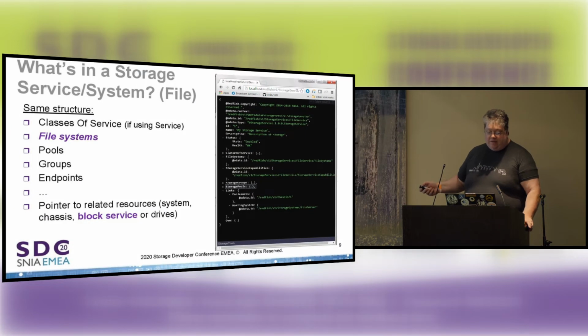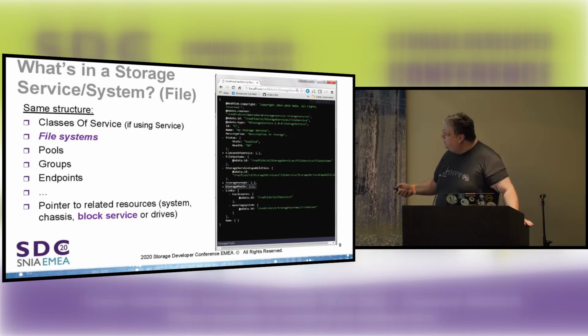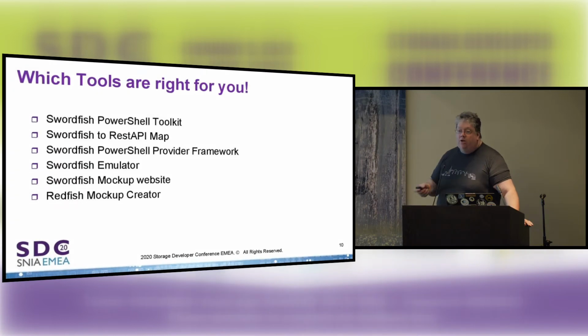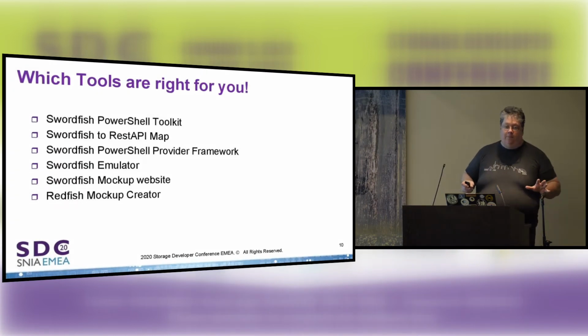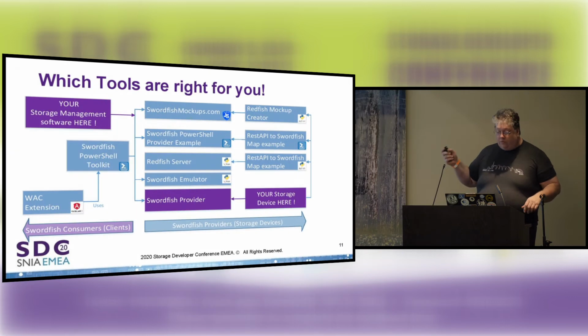And for file, it's the exact same thing. The difference is I use pools and I use groups, but for file systems, I don't necessarily deploy a volume, I deploy a file system. And again, we're adding object as well. So there's a bunch of tools to make life really, really easy for you. And I know this looks like a lot, but it's really not. Let me explain.